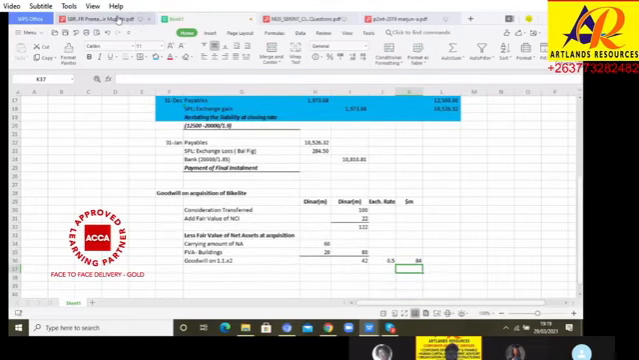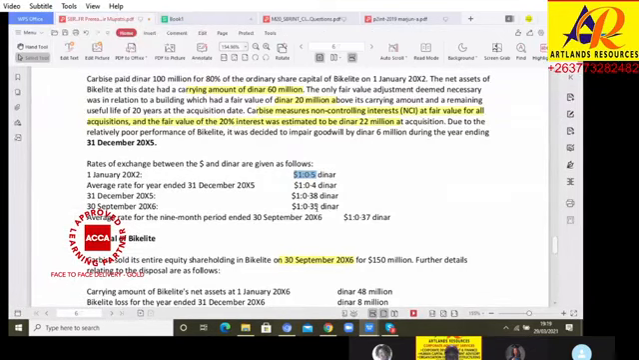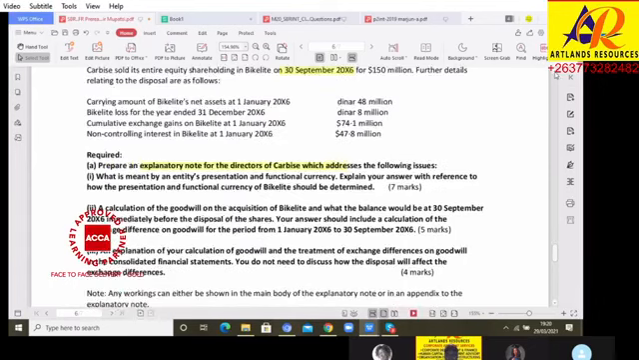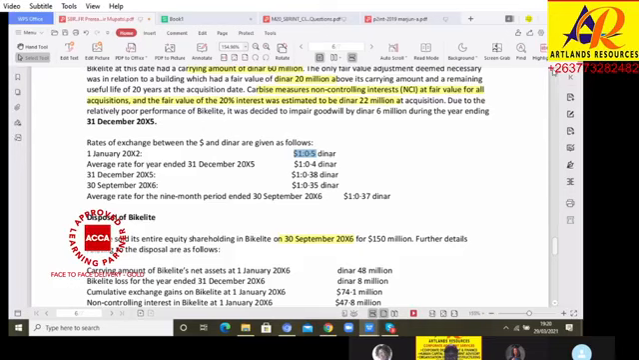And then the question says, you need to answer the question as set. They are saying goodwill balance at 30 September 26 immediately before disposal. Your answer should include a calculation of exchange difference from 1 January. So we need to impair goodwill first. Goodwill was impaired by 6 million dinars for the year ended 31 December 2025. So you then say less impairment.